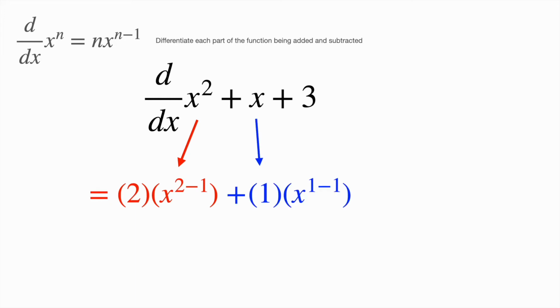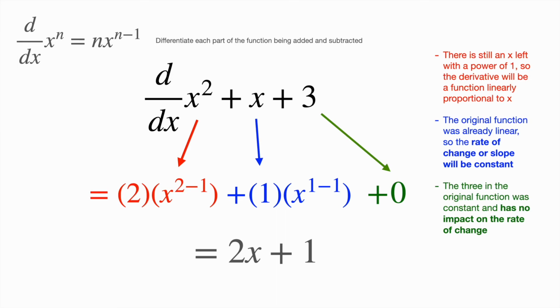Then we will do the same for x to the power of 1. Multiply by 1 and take off a power. Anything to the power of 0 is equal to 1, so the derivative of x is 1. 3 is a constant and is an element of the function that has no impact on the slope or rate of change, so the derivative is 0.